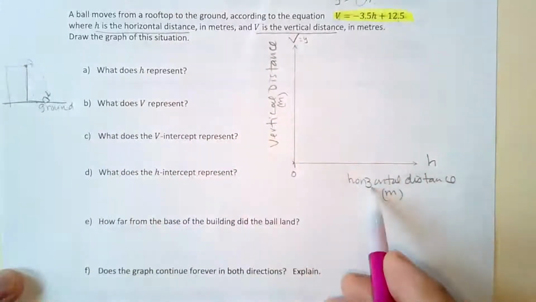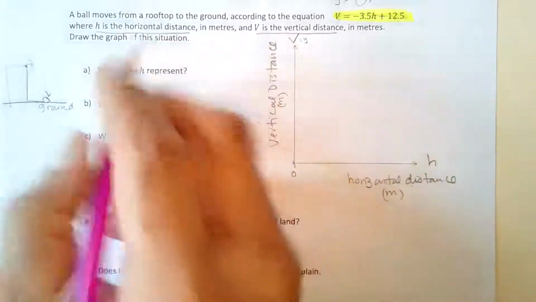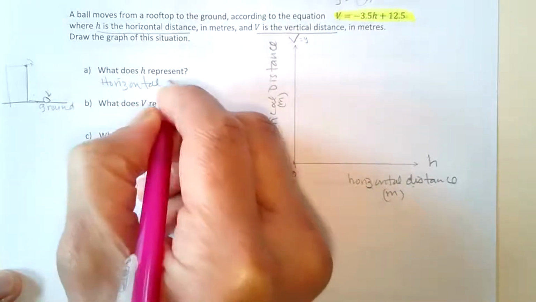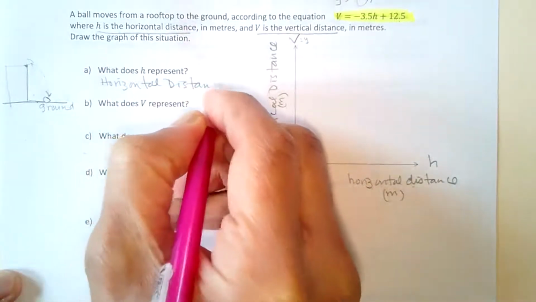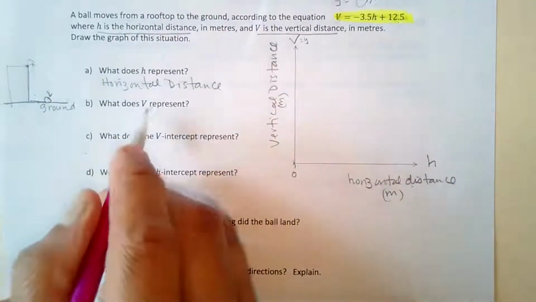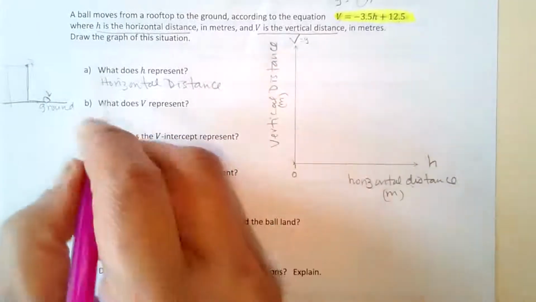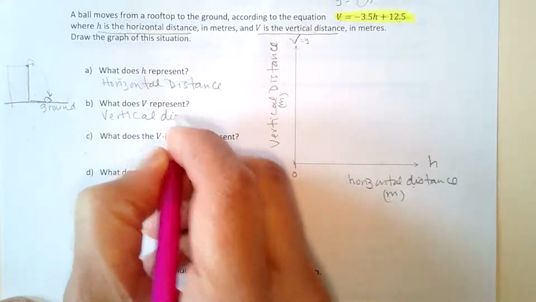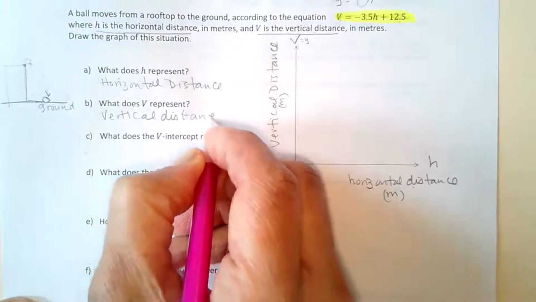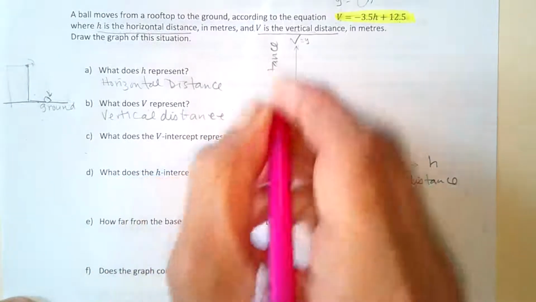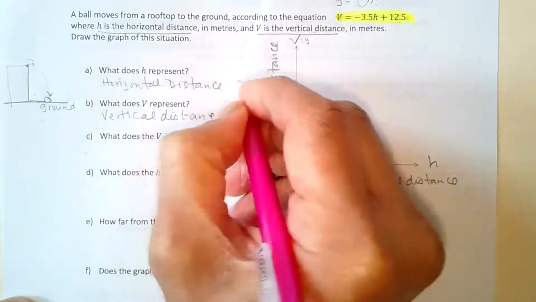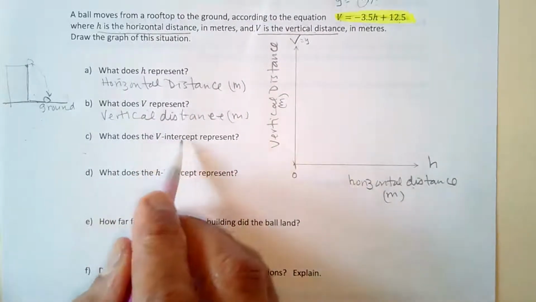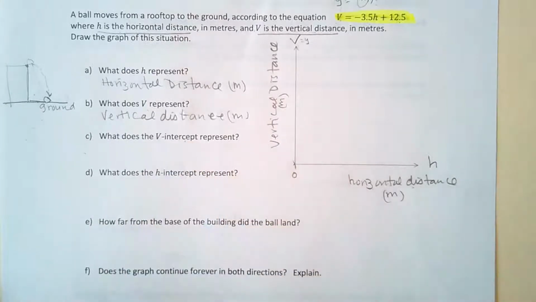What does h represent? Horizontal distance, it tells us here. So let's look at that. Horizontal distance. The v represents a vertical distance. Now, and these are all in meters. They tell us they're in meters. M in bracket indicates meter. What does the v-intercept represent? Now we're going to look at it now.